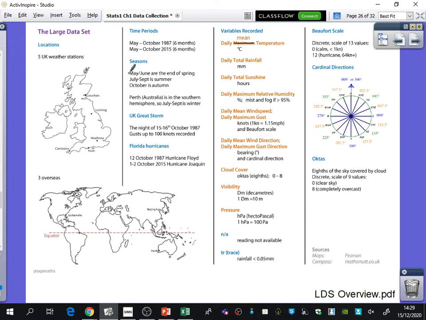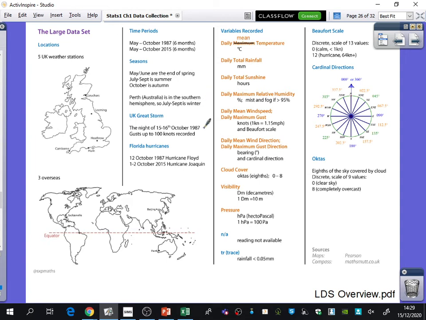Well, we know that May and June is the end of spring. July to September is the summer. October is the autumn. And you think about what weathers are associated with that time. We obviously know it's hot in the summer, windy in autumn. And obviously, for Perth, we said it's in Australia, so you've got the flipping around of the seasons.